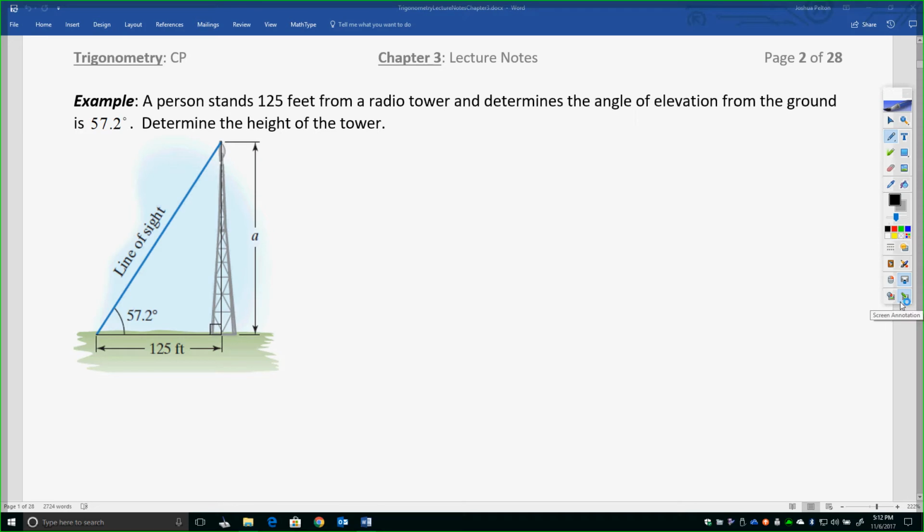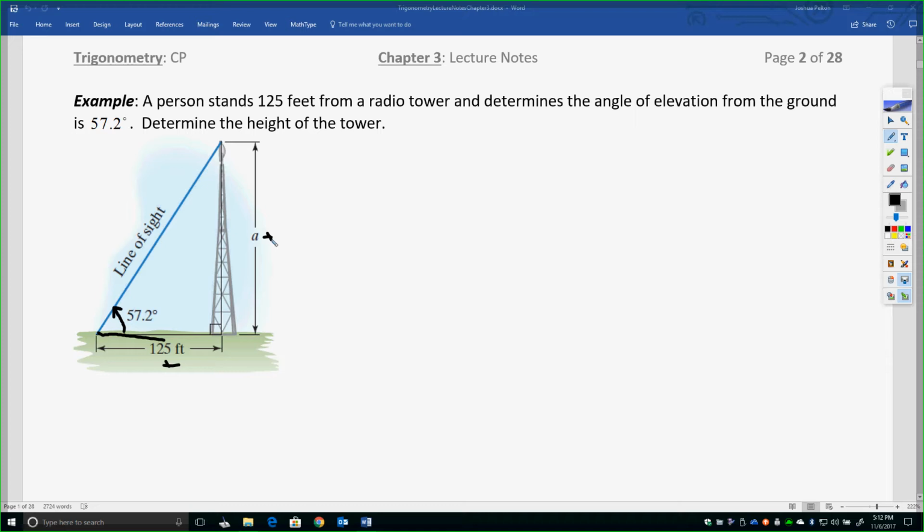Okay, a person stands 125 feet from a radio tower and determines the angle of elevation from the ground is 57.2 degrees. So angle of elevation is from my horizontal, so that's our horizontal, and going up is elevation. That's 57.2. So we want to know the height of the tower, which is here. Okay, so that's going to be our opposite and adjacent.